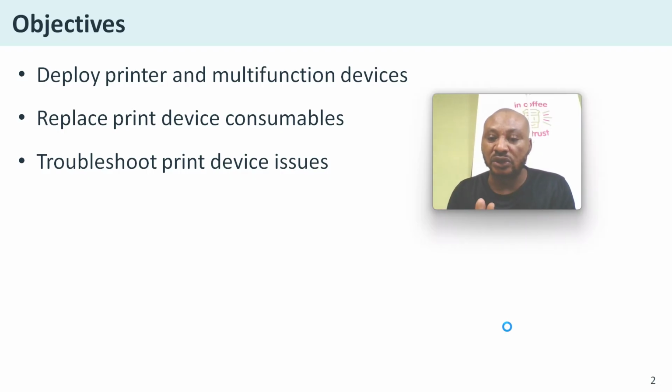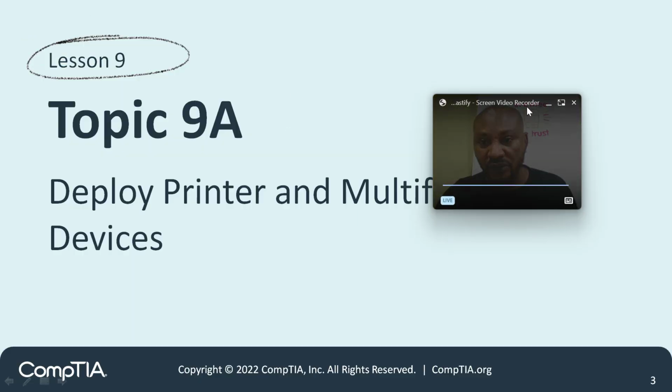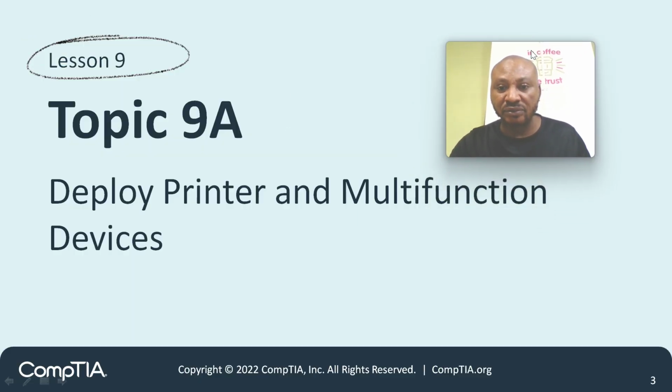After we look at the printer itself, we'll look at how to install the printer, the network printer, and how to set it up. We're going to leave out replacing print devices, like I said, because technical people will do that. So we're going to focus on the first objective, which is deploying printers and multifunction devices, and then, of course, troubleshooting printer devices. Those are the 2 areas we're going to focus on. Okay, so let's continue. Here we go now: deploy printers and multifunction printers.